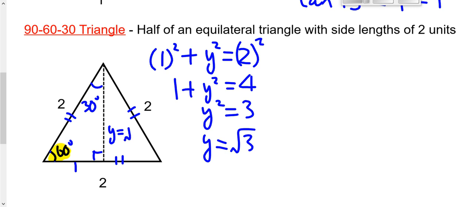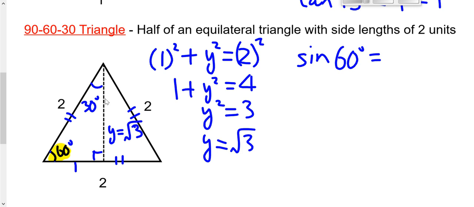Now I know the length here, so now I know everything. Opposite, adjacent, hypotenuse. So let's do the SOHCAHTOA thing. In this case, instead of saying sine theta, we know the angle is 60. As I said, we'll deal with the 30 in a second. So quickly do that.